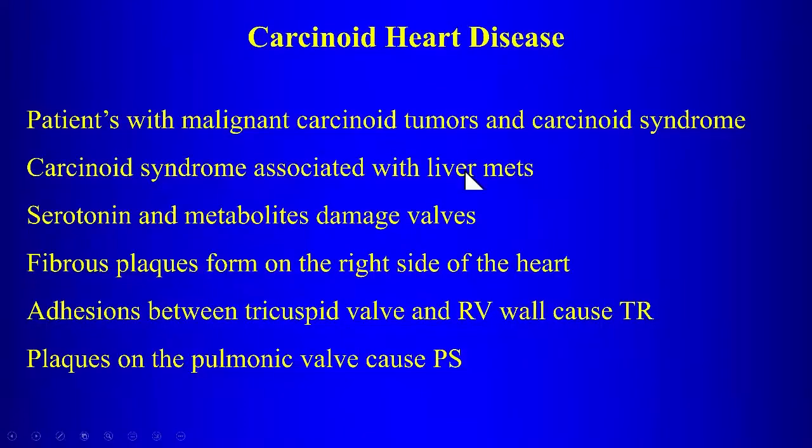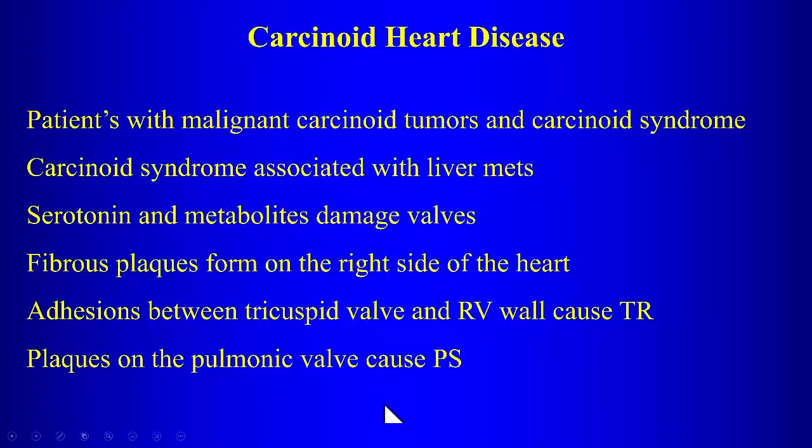So usually it's when it metastasizes to the liver because the metabolites that are damaging to the valves are metabolized by the liver. So it's not until they get metastases to the liver that these metabolites have access to the right heart. It's also metabolized by the lungs, which is why the left heart valves are not involved. So these patients, carcinoid syndrome with liver metastases, so these serotonin-like metabolites damage the right-sided valves.